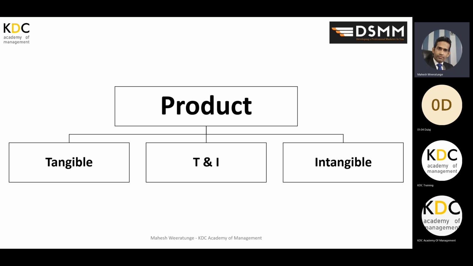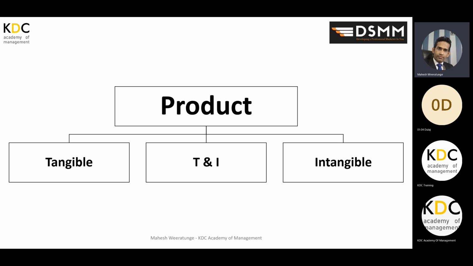You go and buy a pen. You go and buy maybe a shirt. You go and buy a cake of soap. You go and buy a milk powder. Completely tangible form, and you don't get any service component connected with that product. So those types of products we identified as purely tangible products.